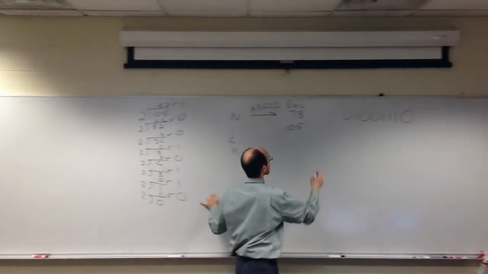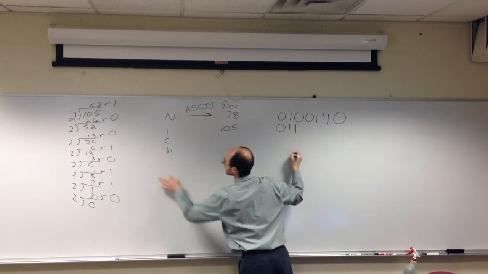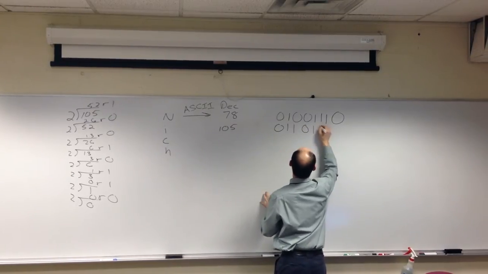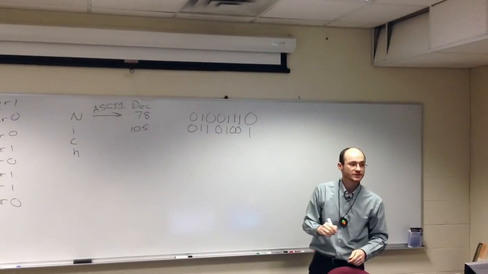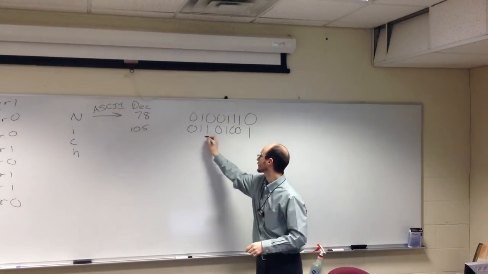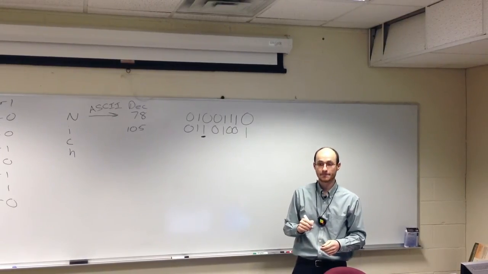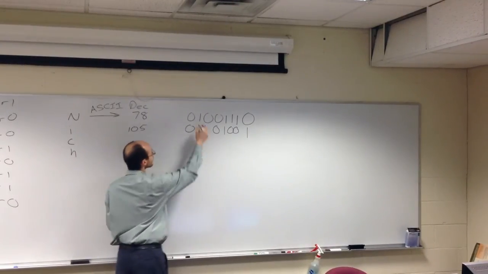Let's write them out. I have a 0, a 1, a 1, a 0, a 1, a 0, a 0, a 1. All of my lowercase letters will have a 1 right here. Sorry, a 1. All of my uppercase letters will only have a 1 right here.